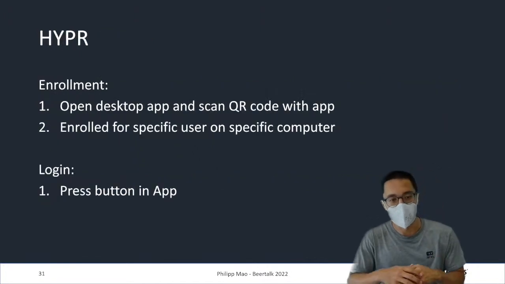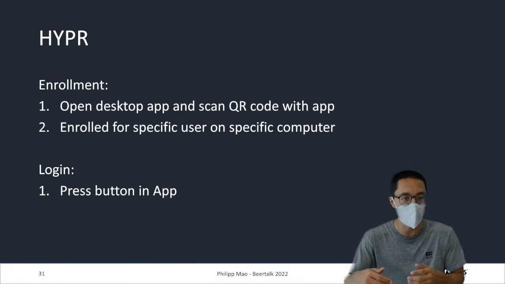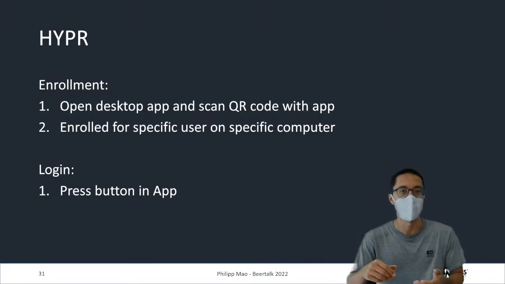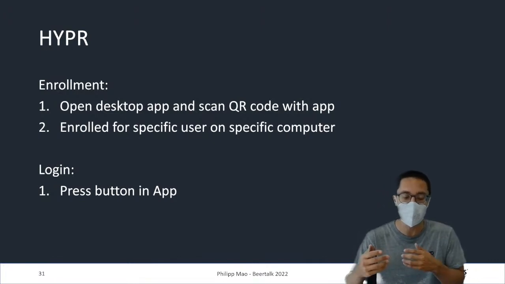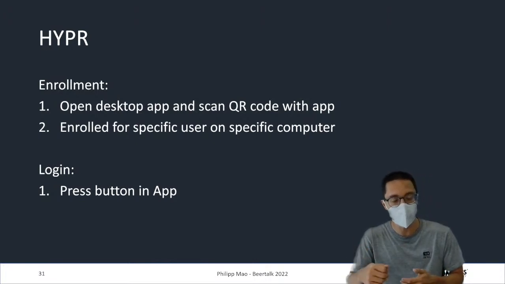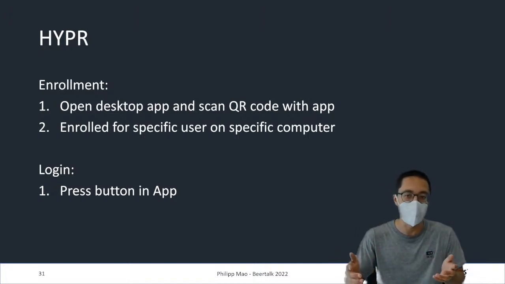Okay, so next product, next and last, HYPR. Here the user installs the HYPR app, then logs in normally, so just with the password, to a computer, opens the HYPR desktop app and scans a QR code in this desktop app with the HYPR app. And then the user gets a button in the HYPR app, an unlock button for the current user and that computer. The user can have multiple unlock buttons for different computers and users. To log in, the user just clicks the unlock button for the desired computer and user, and the user is going to get logged in. The user does not even need to touch the keyboard of the computer to log in.